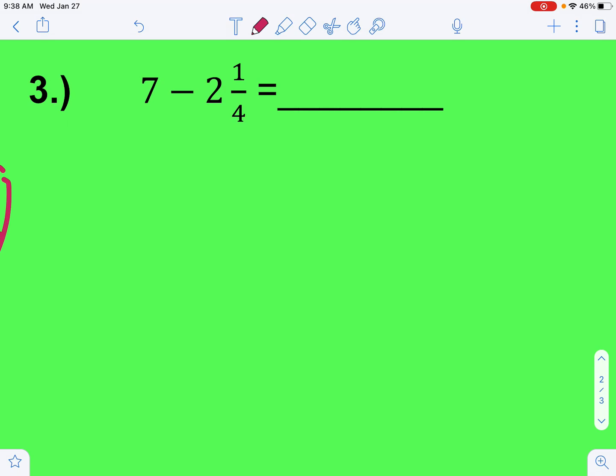Moving on to number 3, we're taking 7 minus 2 1/4. If you notice, 7 is a whole number. It doesn't have a fraction. So what we need to do is make it a fraction. Remember, we take 1 from our 7, which changes it to a 6. And then our denominator is 4, so I would make a fraction where the denominator is 4, and it's 4 over 4. This is the exact same thing as 7.